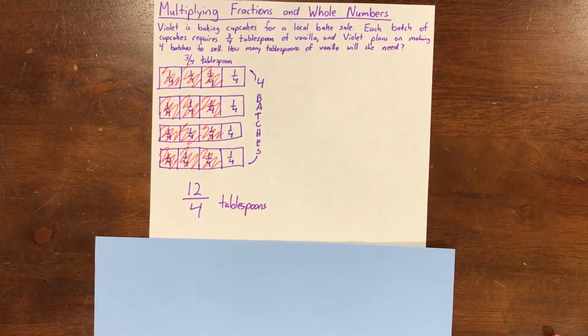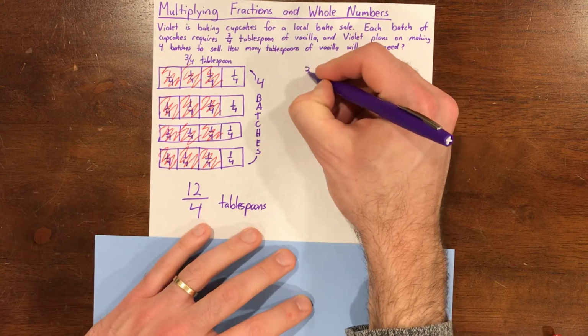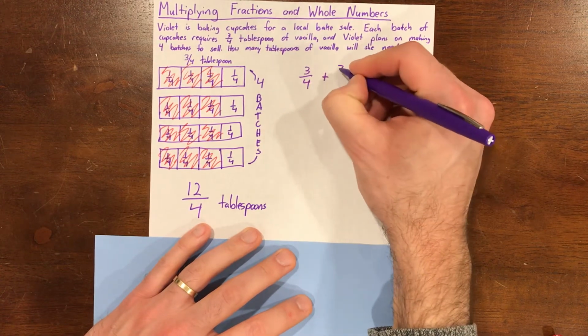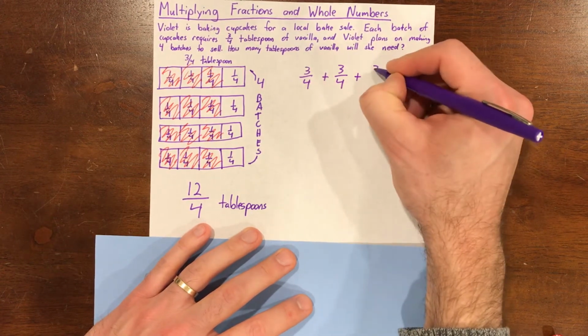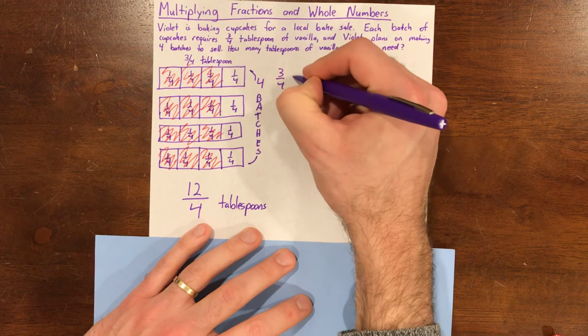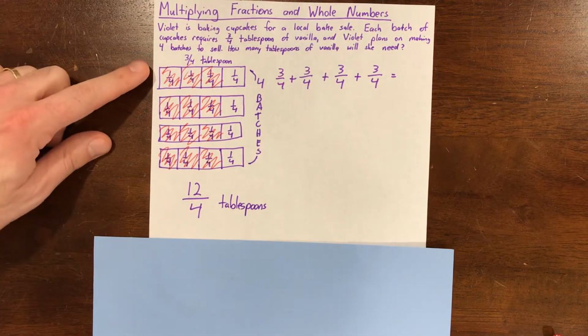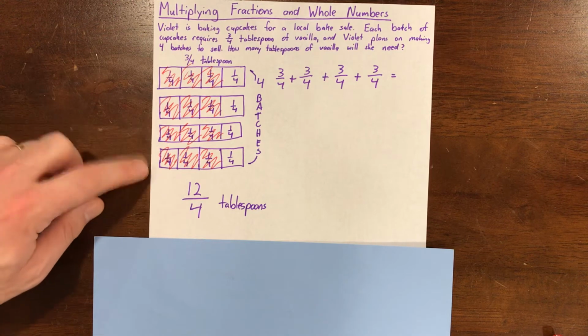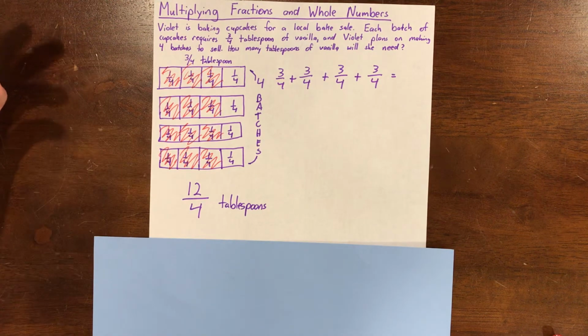Great. Okay. So I'm wondering, how could we represent this work with an addition equation? And why would that work? Say it out loud. Yeah, we could write 3/4 plus 3/4 plus 3/4 plus 3/4 because we are adding 3/4 1, 2, 3, 4 times. Answer would still be 12/4, right?